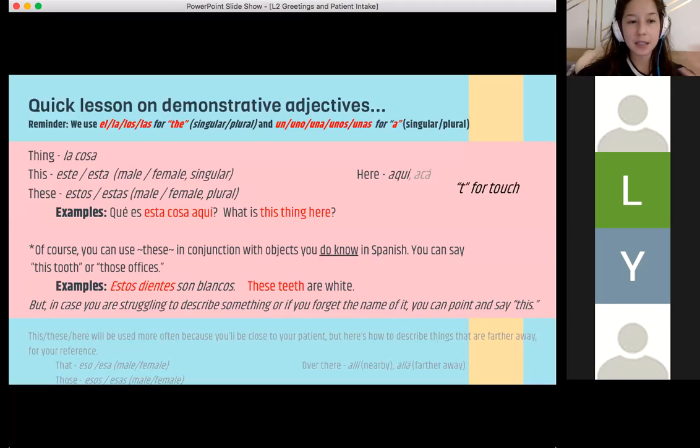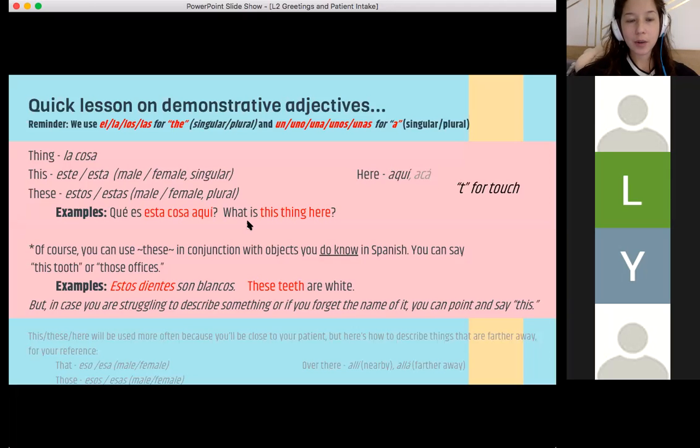So this and these, that's singular, plural, and there's male, female, este, esta, and estos, estas. And if you want to say here, here is aquí in Spanish. So we have the example, ¿Qué es esta cosa aquí? What is this thing here?